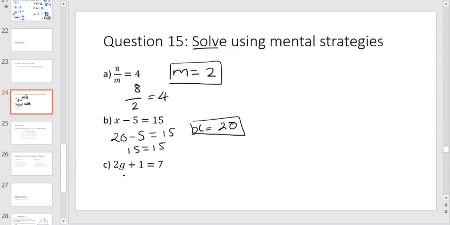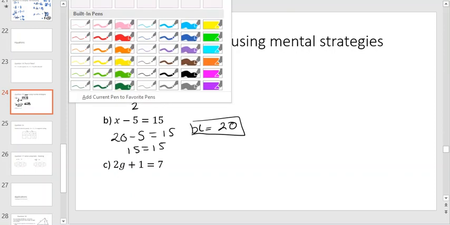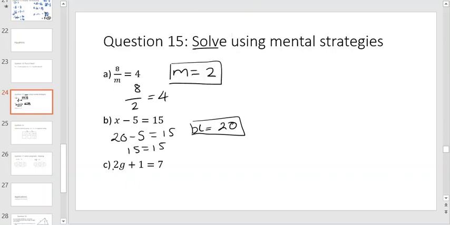Now C is a bit harder because we've got 2 times a number plus 1 to give me 7. The best way to start this is to think of a number plus 1 to give me 7. Go from there. What's a number plus 1 to give me 7? I know my number has to be 6. 6 plus 1 is 7.